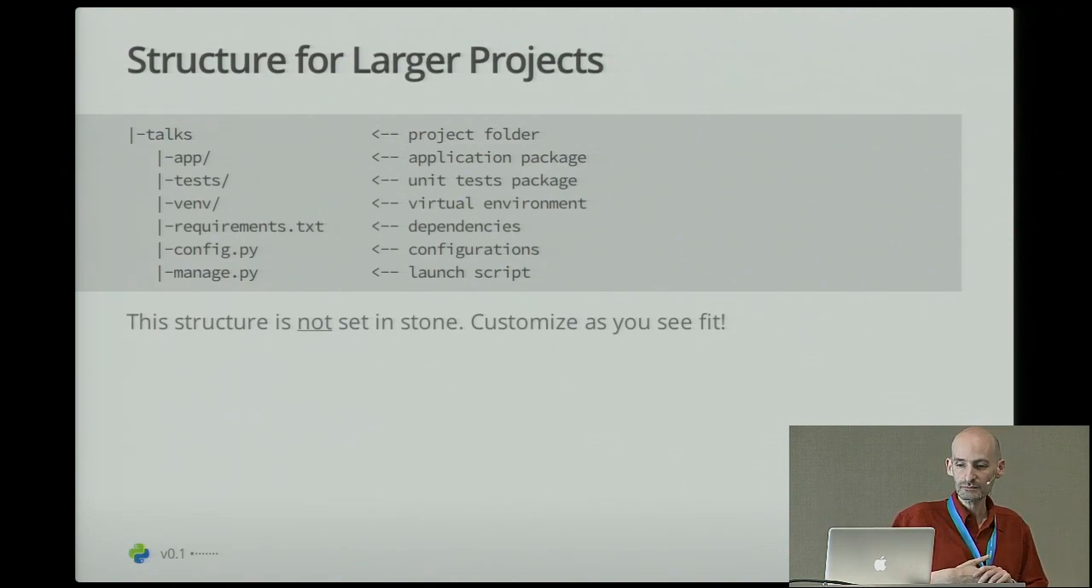So the structure that I'm going to use, at least at the high level, is right here. I have my main directory called talks. In your case, it will be called Flask-PyCon 2014. That's the GitHub name of this project. But then inside, there are two main packages. So there's the application, which I call app.